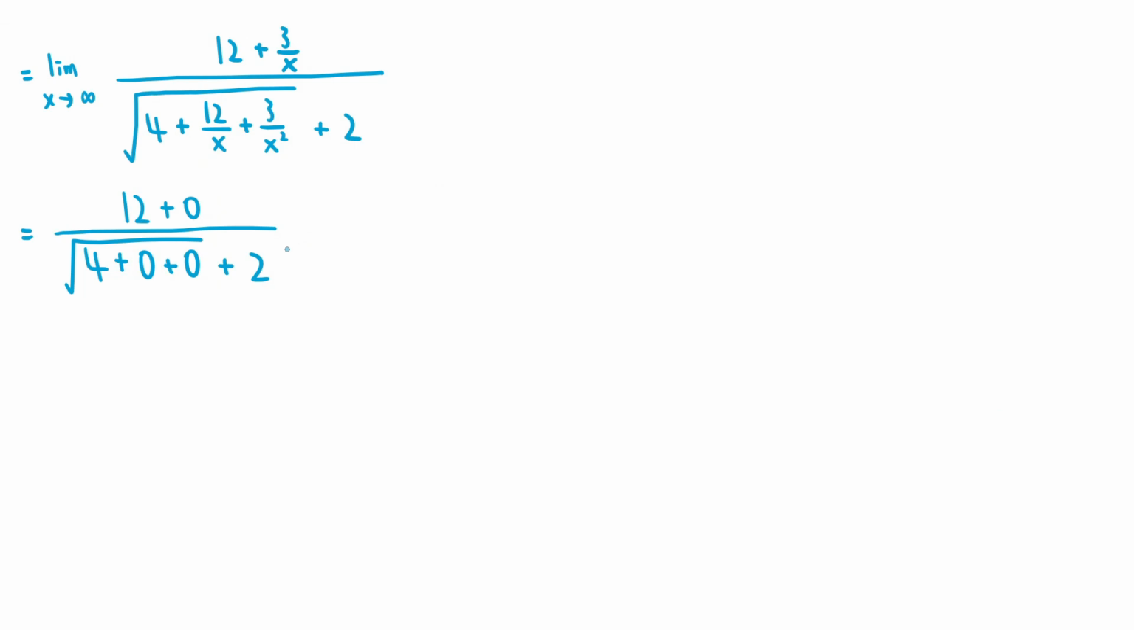If we plug in infinity to this expression, the 3 over x, 12 over x, and 3 over x squared terms all become 0, since in each of these terms, the numerator is a constant, while the denominator tends towards infinity as x approaches infinity. This leaves us with 12 plus 0 all over the square root of 4 plus 0 plus 0 plus 2. This simplifies to 12 over the square root of 4 plus 2, which simplifies to 3. So the original limit is equal to 3.